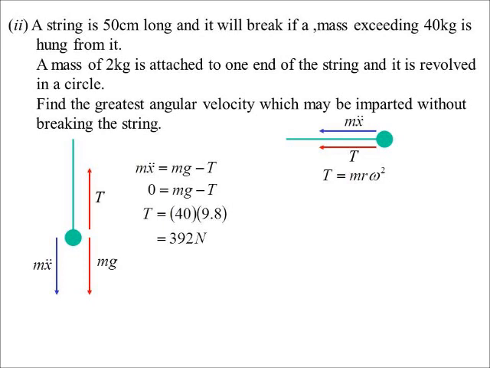We know it can handle a tension of 392 newtons. So 392 newtons, a mass of 2. The length of my string is 50 centimetres, but we've got to keep the units consistent. So 0.5. Now, how did I know I had to put it into metres? Anyone care to explain why I had to use metres over there?